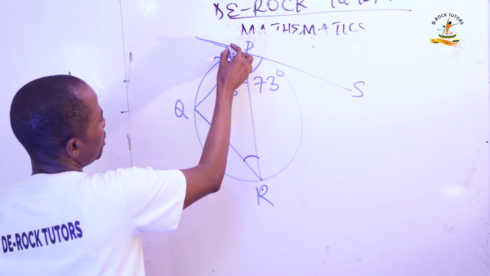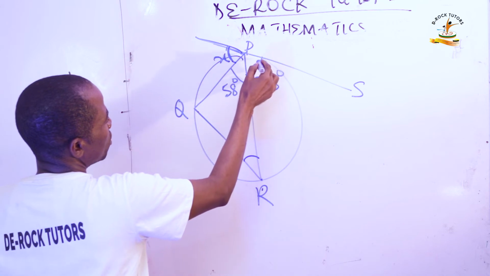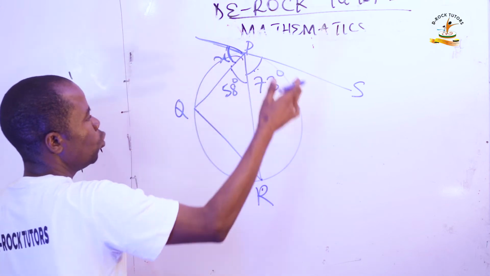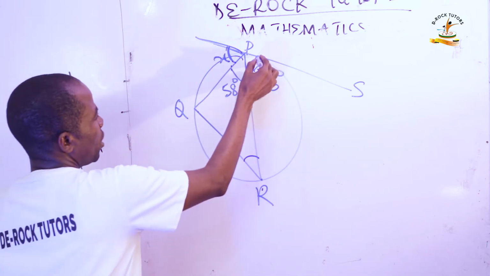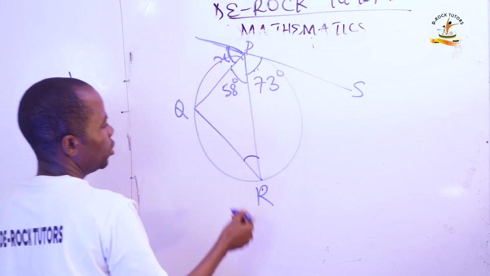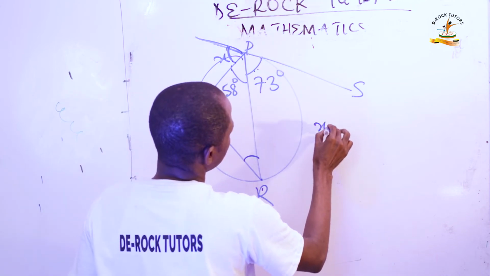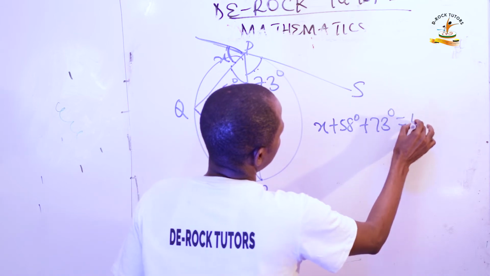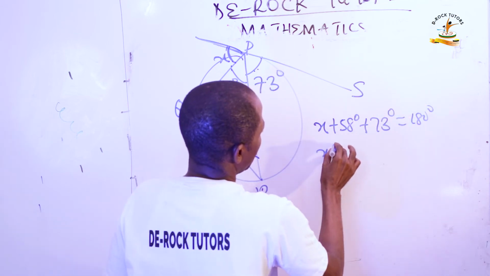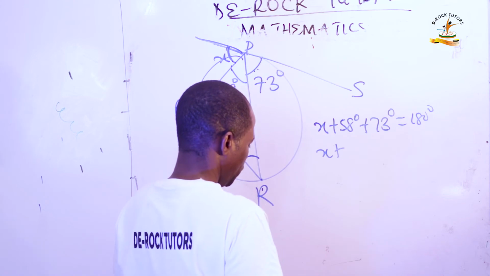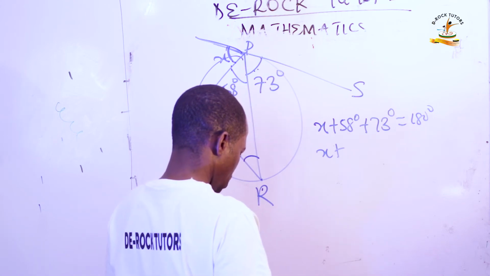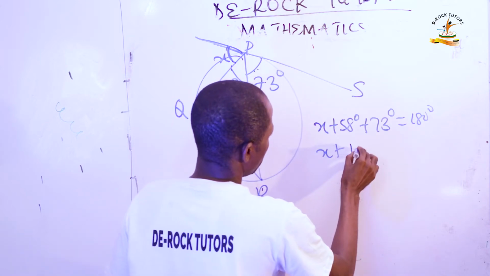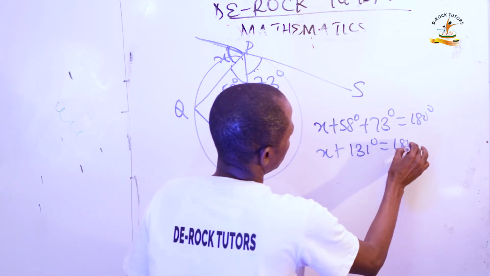So if you want to calculate this angle X here, all we need to do is add this angle with this angle and then plus X and equate everything to 180 degrees, because this is angles on a straight line. If you do that, we now have X plus 58 degrees plus 73 degrees all equal to 180 degrees. So if you add 58 and 73, that gives us 131. 131 degrees is equal to 180 degrees.